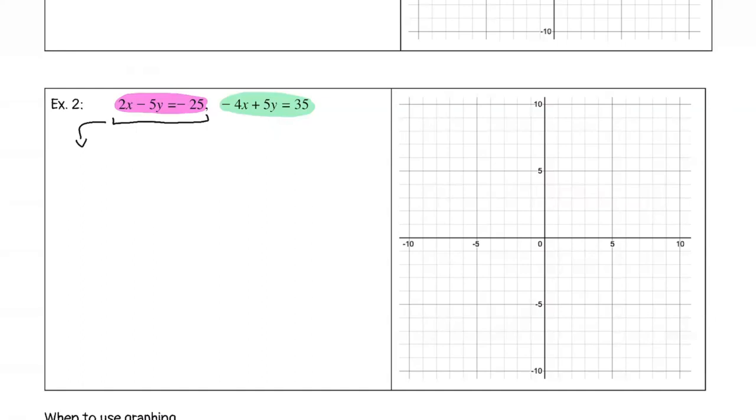Exactly. So if we did that, we could get 5y equals 2x plus 25. All right. And in order to get y by itself, I have to divide by 5. I'll get y equals 2/5 x plus 25. True or false? True.